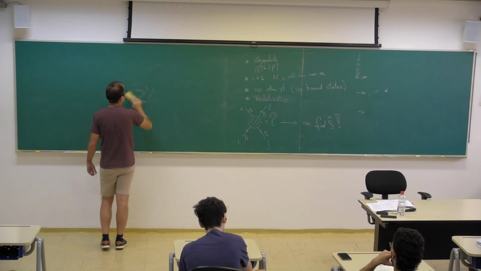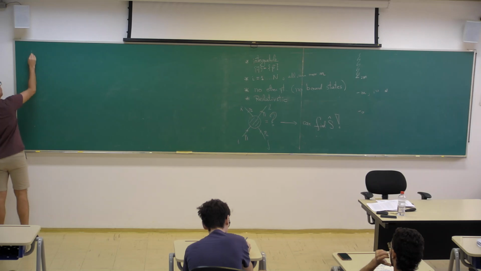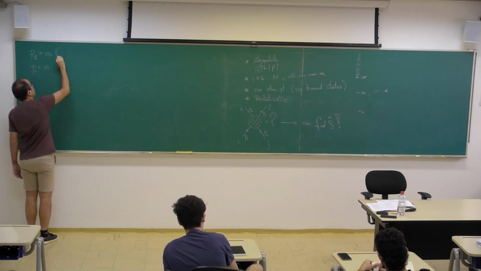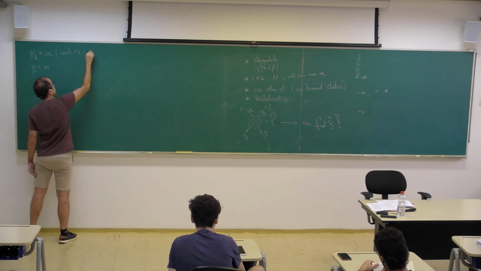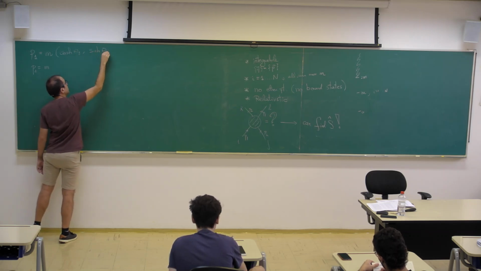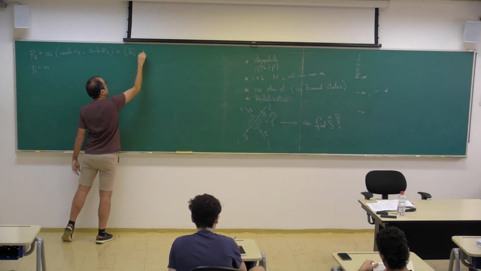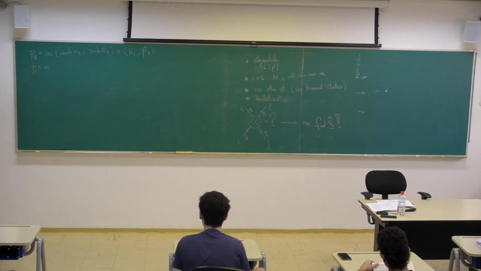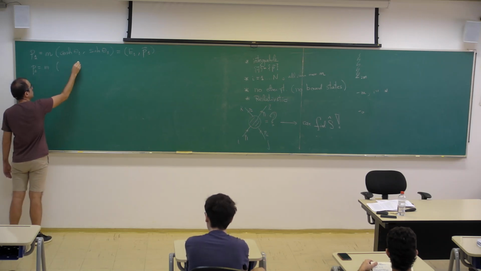So the first thing we do is parameterize the momenta of these particles in a clever way. We write P1 as the mass times cosh theta 1, sinh theta 1, which is equal to the energy of particle 1, momentum of particle 1. So you see that automatically it is on shell. And P2, the same with theta 2.